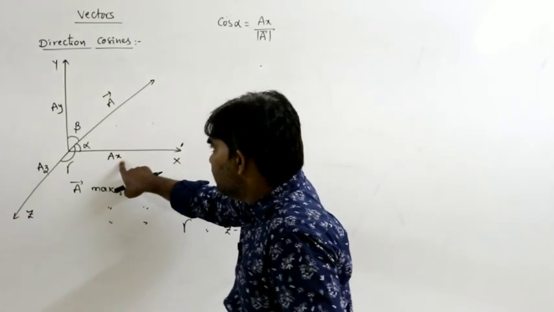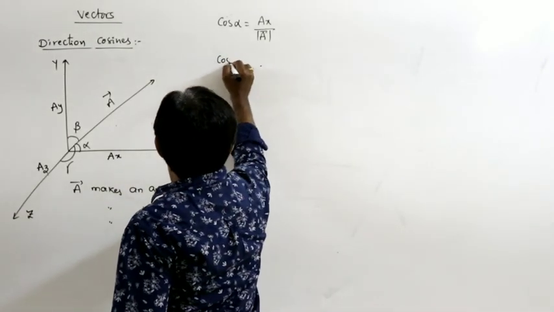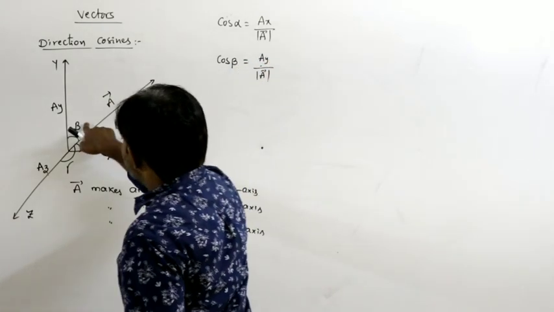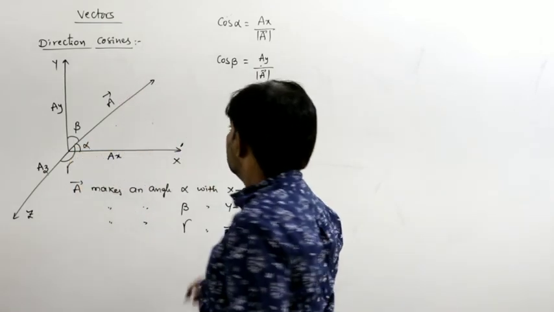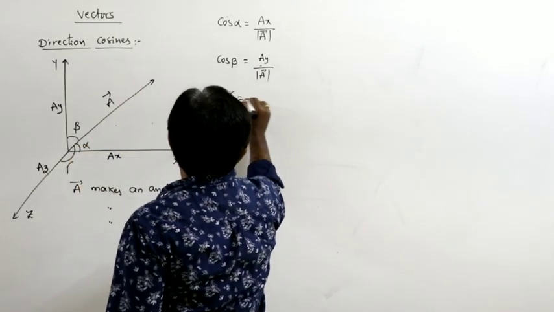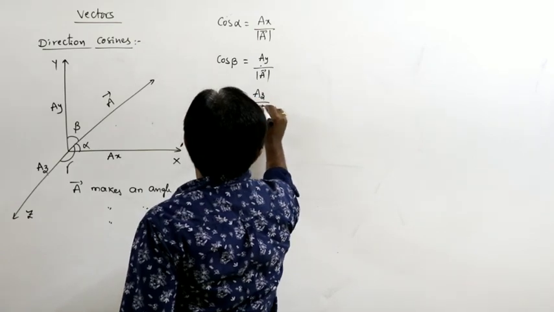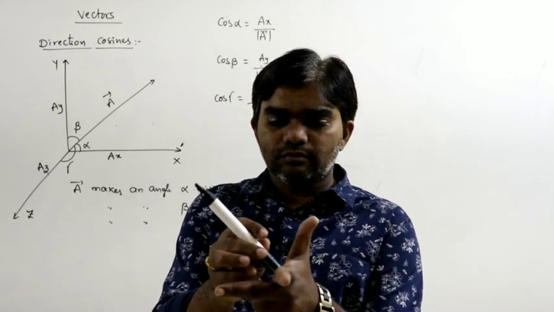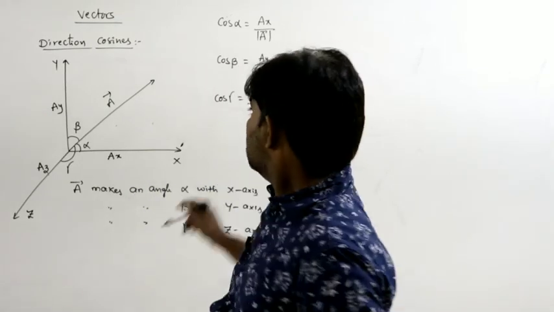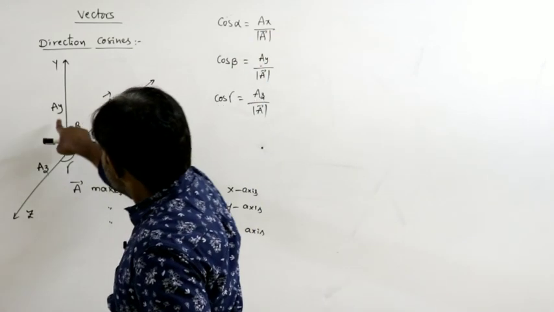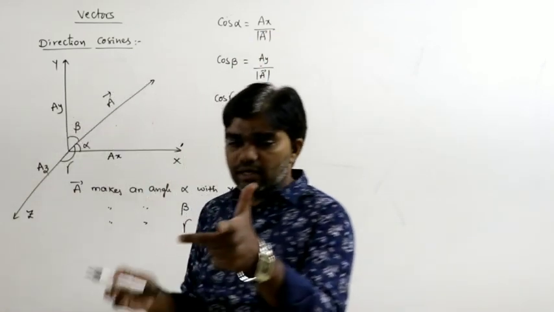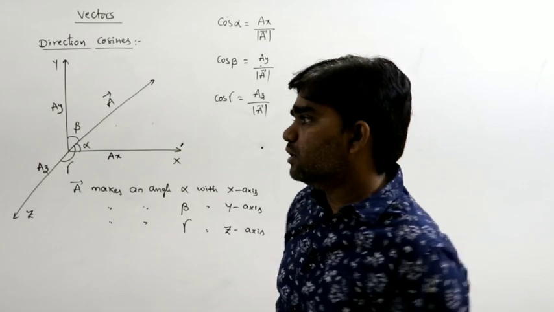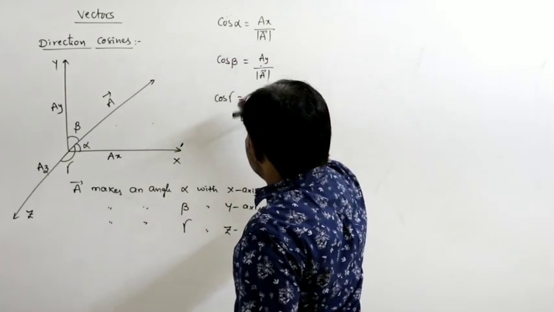So, what is the adjacent side here? Ax. In the same way, cos beta can be written as Ay divided by modulus of A bar. Next, in the same way, cos gamma can be written as Az by modulus of A bar. So, cos alpha, cos beta, cos gamma: in each case it is the adjacent side by the hypotenuse.